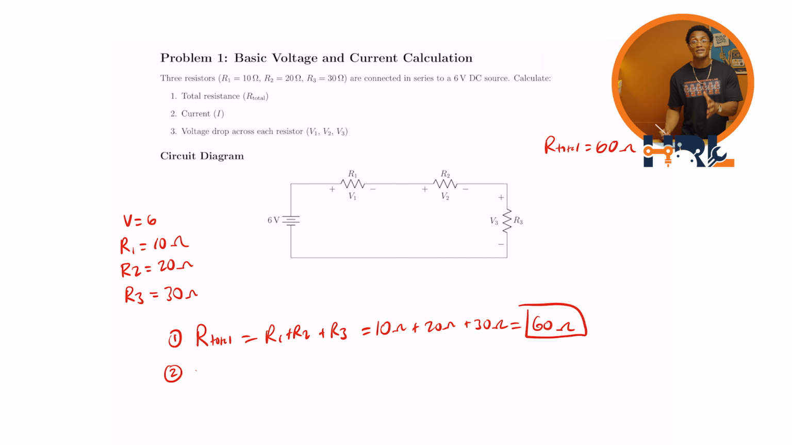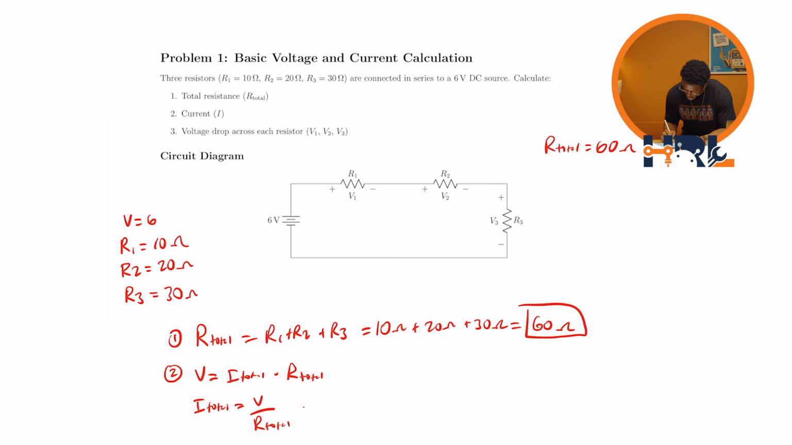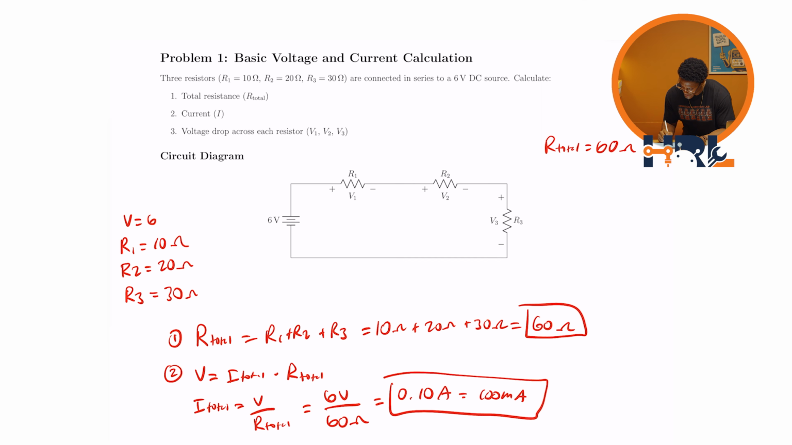Very nice. So now we need to find what the current is in this circuit. And you guessed it, Ohm's law once again. So we have V equals I total, call that I total, times R total. There we go. Rearrange the equation, you find I. So I total is equal to V over R total. So that is 6 volts divided by 60 ohms. So I is 0.1 amps, or 100 milliamps. There we go. Both work.